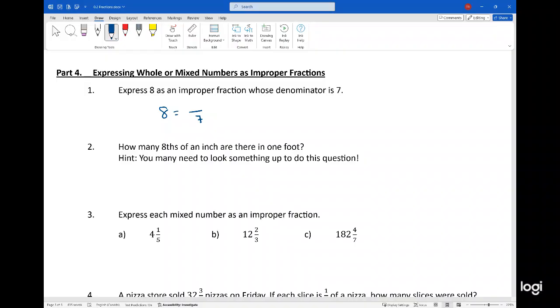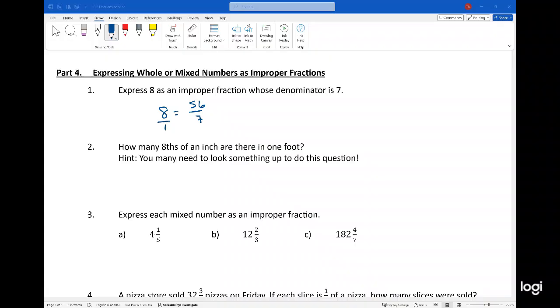Okay, so the one thing we can do here is think about 8, which is a whole number, as a fraction over 1. And then we treat this like we treated the others, where we're just trying to convert from one form to an equivalent fraction. The bottom is 7 times bigger, so the top must be 7 times bigger, or 56.